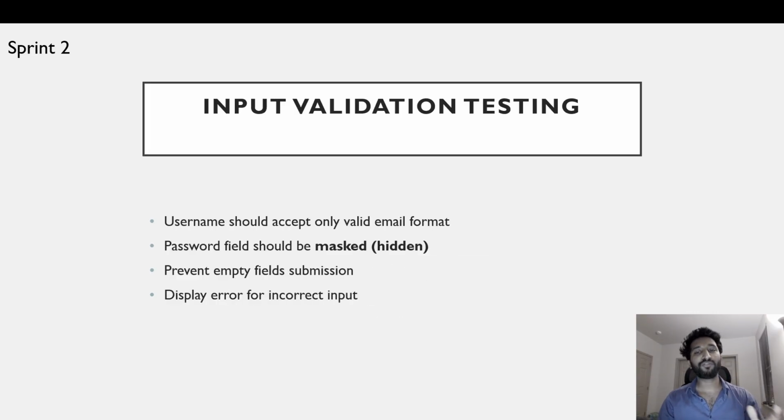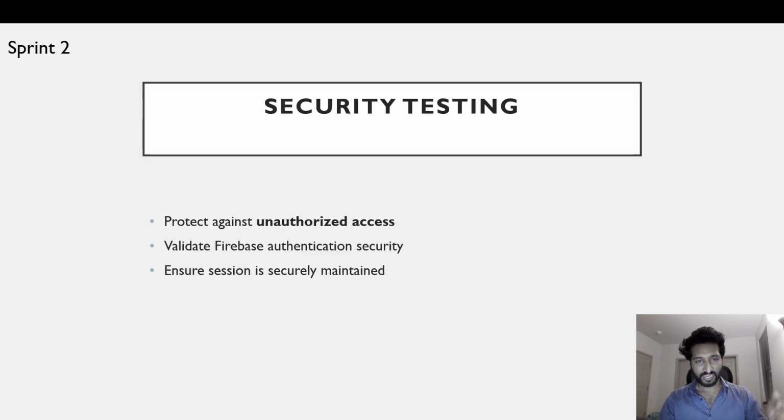And coming to the input validation test cases: the username should accept only a valid email format, the password field should be hidden, empty field submission should be prevented, and errors should be displayed for incorrect inputs. And coming to the security testing: protection against unauthorized access, validating Firebase authentication and security, and ensuring sessions are securely maintained. I did this in Sprint 2.